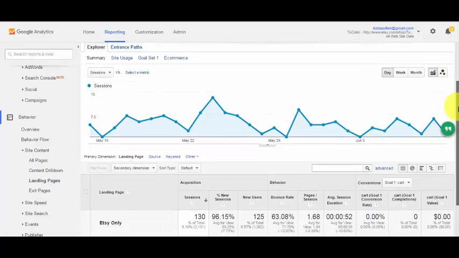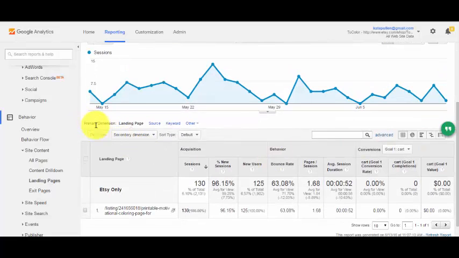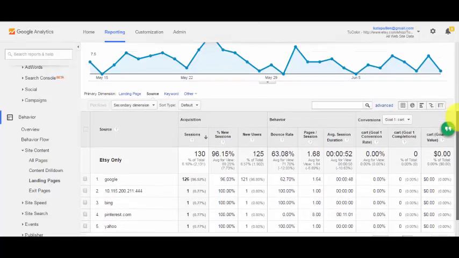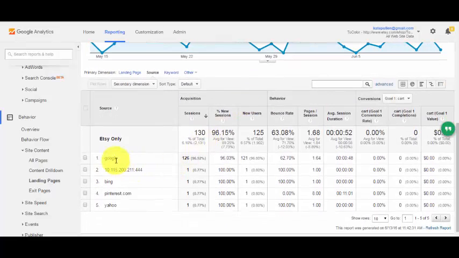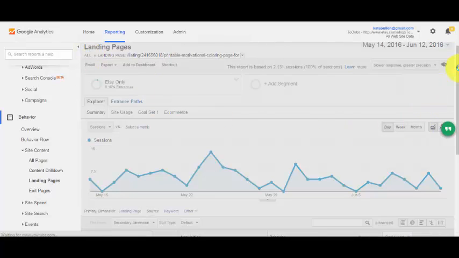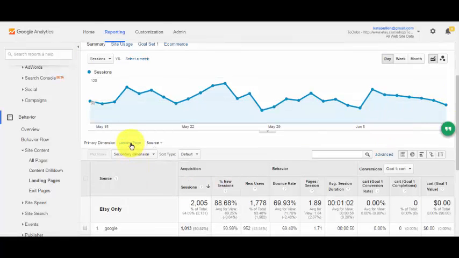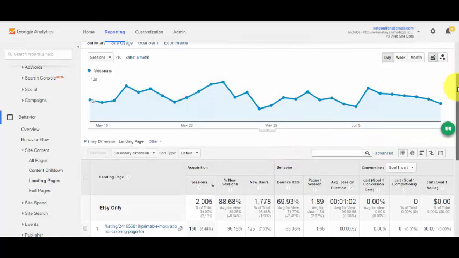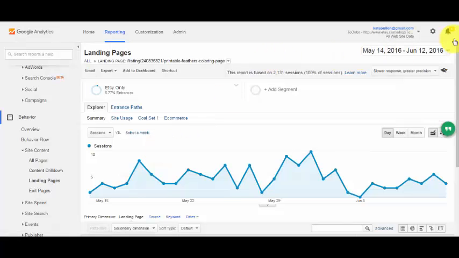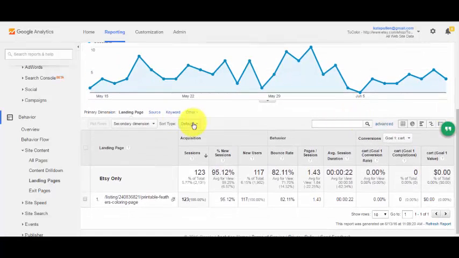And if I look at the table, above the table I have a set of options. If I click on source, it's going to tell me the source of those page views. So I can see for this particular product, the source, by far the biggest referrer, was Google. To go back to where we were, all, landing page, and let's look at the second one, and click source to see the source.